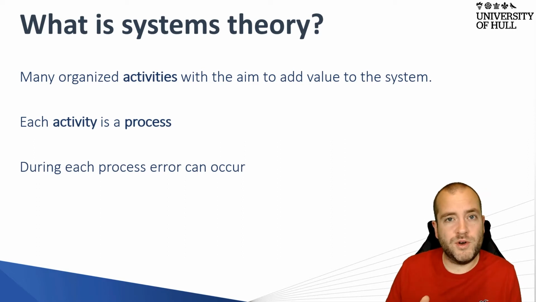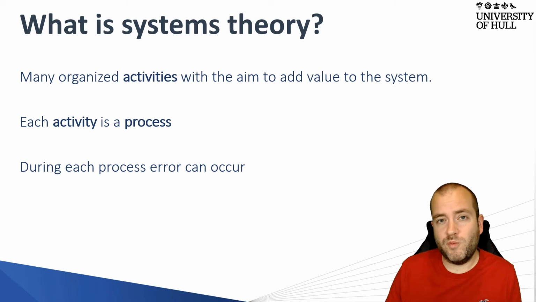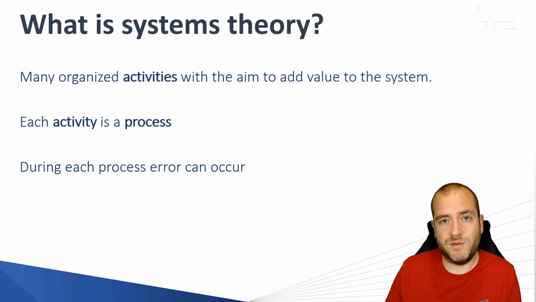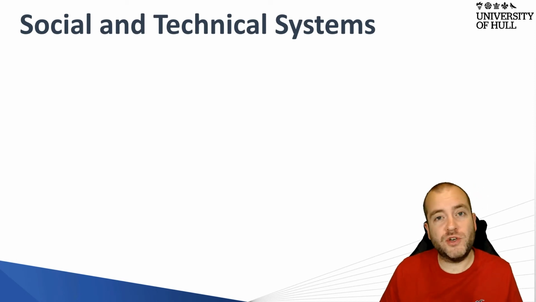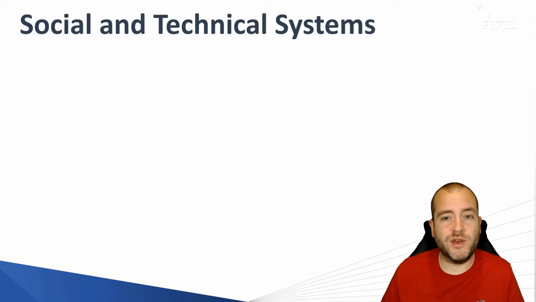At this point, using the Swiss cheese model or thinking about cogs in a system, if one cog isn't working, generally that leads to other failures as well. We can say that failures in each of these activities generally lead to errors being made. We can divide systems theory up into two categories, and that's social and technical systems. Let's take a look at these in a little bit more detail so we can understand them.